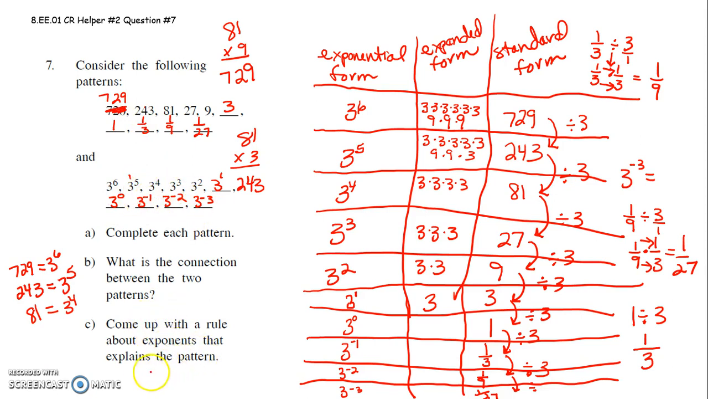Come up with a rule about exponents that explains the pattern. Both patterns represent powers of 3. Not exactly sure what they're asking for. Both patterns are powers of 3. I'm just not sure about the wording of question part C. I guess I could do 3 to the n? I have no idea what they want. These are powers of 3, so you might want to check with your teacher about what that means.